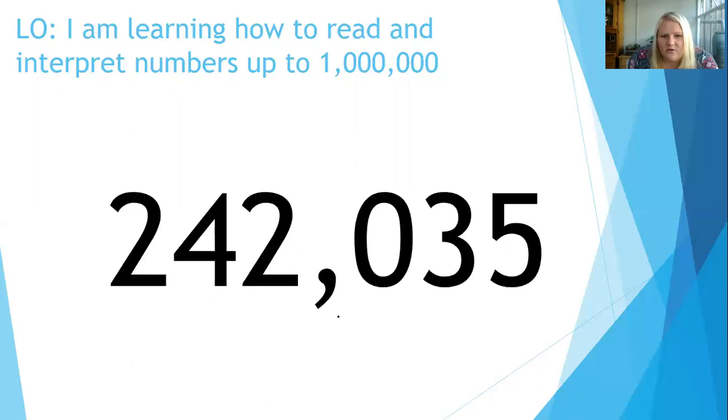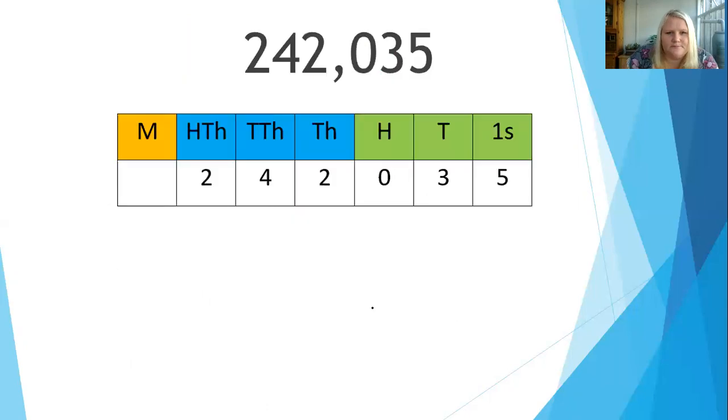242,000. Got our comma there, got our break, and 35. What does this do? We're going to get onto that in a bit. Okay, let's see what's next. So if we take that number, 242,035, I'm going to put it into a place value grid.